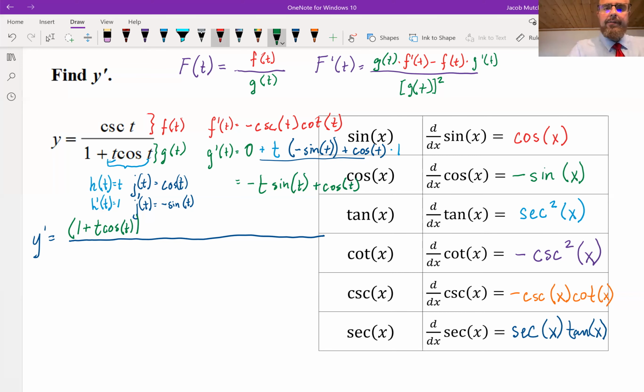times the derivative of f, which is negative cosecant t times cotangent t, minus original f, which is cosecant t, times the derivative of g, which is what we just calculated, negative t sine of t plus cosine of t.